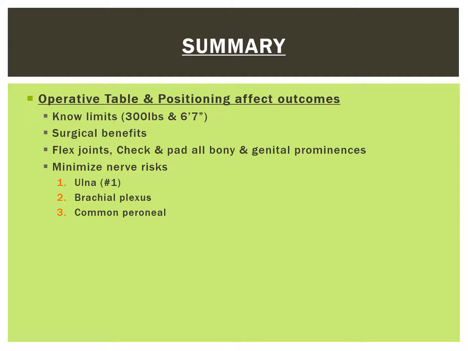In terms of operative table positioning, know the limits of the operating table that you are using. Remember that older tables, prior to the 1980s, accommodated less than 300 pounds weight and approximately 6'7" height. Be aware that there are surgical benefits of using different tables, and always be sure to flex joints appropriately and check padding and all bony prominences, including genitalia.